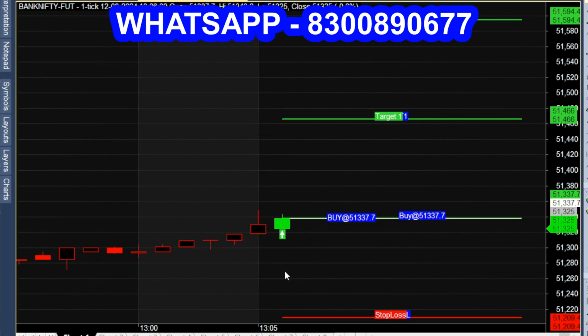We are watching in Bank Nifty Future 1 minute chart. Today it's a September 12th market. After 1 o'clock a breakout happened. During that breakout a buy call came. Can you see that straight white line from green candle? That is our entry point line.